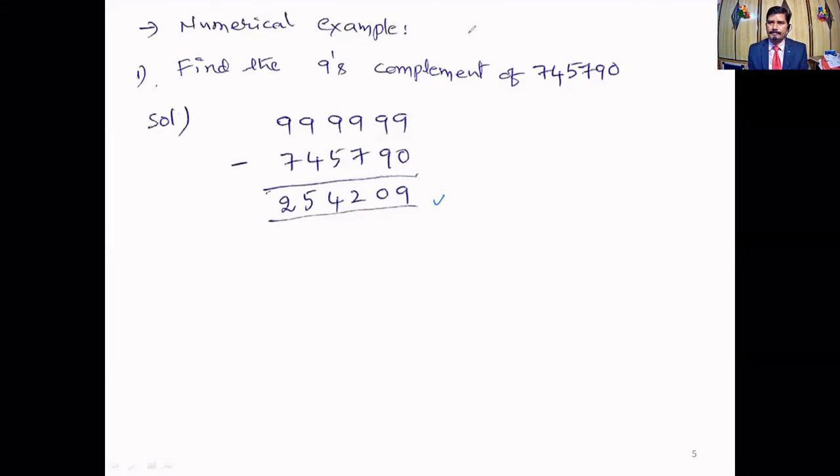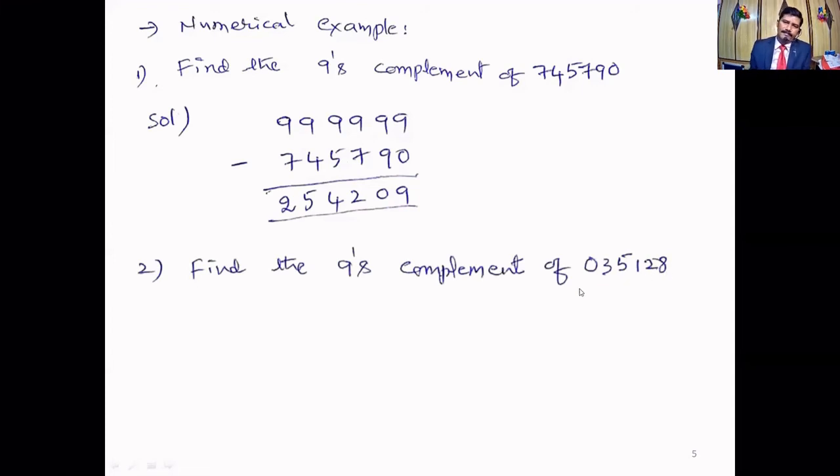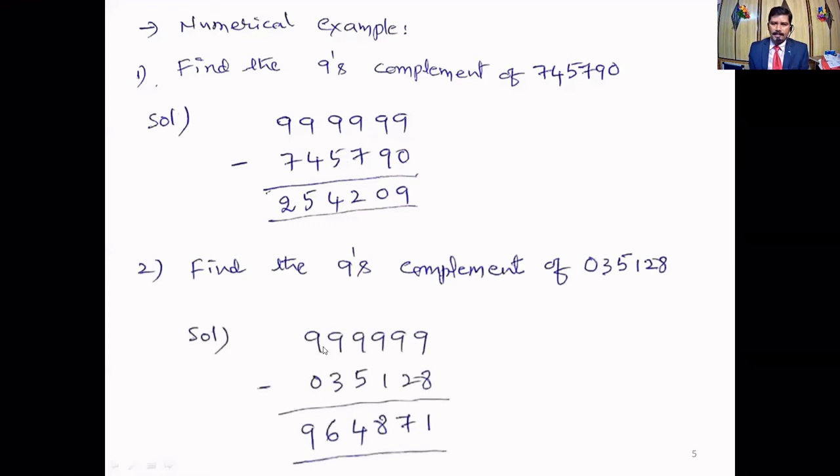Let us see one more example. Find the 9's complement of 035128. See here. How many nines do we take? 1, 2, 3, 4, 5, 6 nines, because there are 6 digits. Then subtract it. So this is the answer. That is the 9's complement.